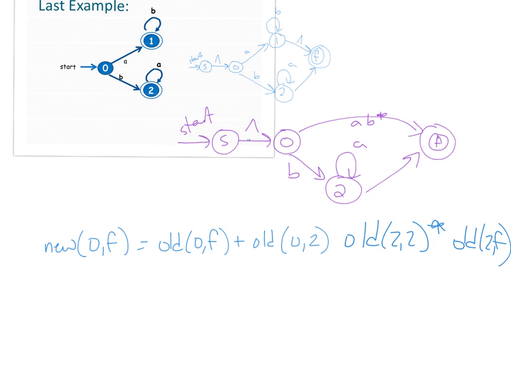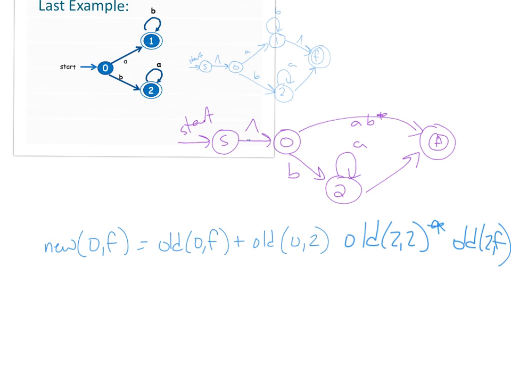Now, if you do a few of these, you'll get into the routine of this, and it actually kind of makes sense. Look, what are we saying? In order to make a new path from 0 to f, we need to take into account any old way we got from 0 to f, and then any old route that went via state 2. So that's kind of what's going on here.